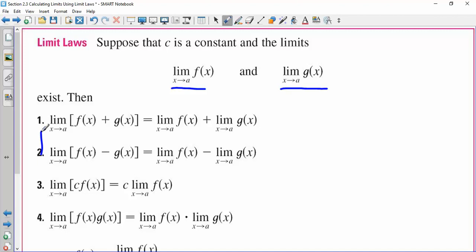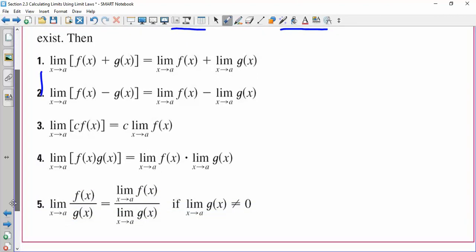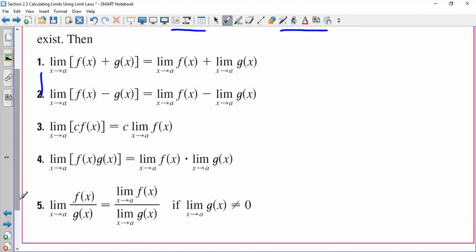multiplying, limit number 4, dividing, as long as the bottom isn't 0. So all of those operations, you can break them apart and do the limit of each one separately. The third rule says if you have the limit of a constant times your function, you can pull the constant out. Do the limit of the function, then take that number. So if I had the limit of 3x, you could do the limit of x, get your answer, and then take it times 3.